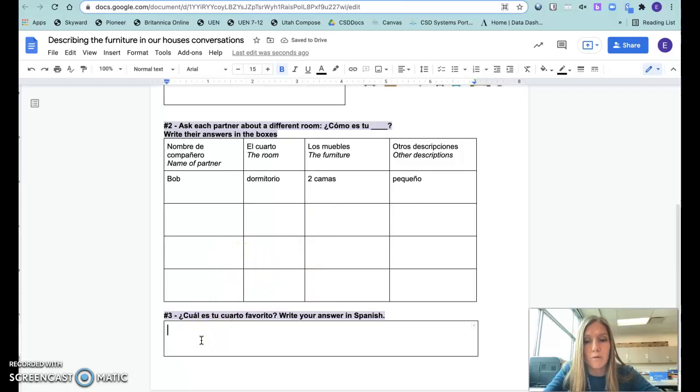Last thing. ¿Cuál es tu cuarto favorito? Mi cuarto favorito es el dormitorio de Bob. ¿Por qué? Because tiene 2 camas. I don't know. He has 2 beds. It sounds real exciting. You could jump from one to the other. That's what my little boys do.